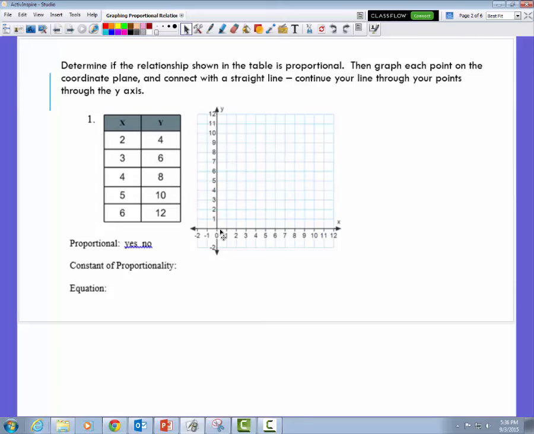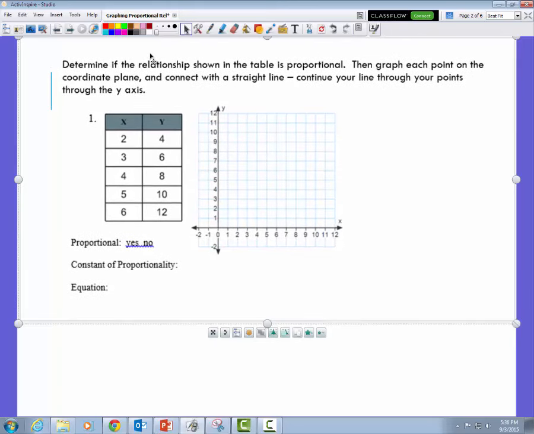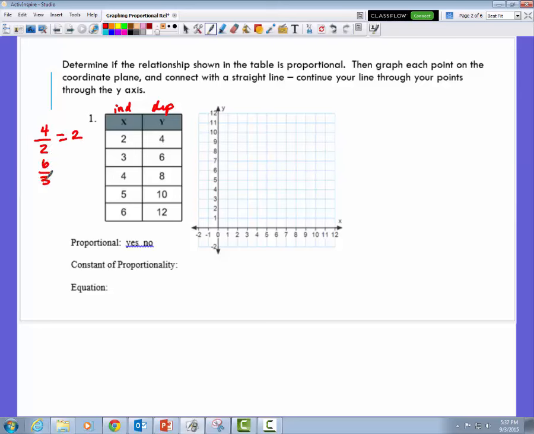Now we've done this in the past. What we need to do is see the ratio from y to x, the dependent variable and the independent variable. x is the independent, and y is the dependent. So we're going to say 4 compared to 2, 2. 6 compared to 3, 2. I'm just comparing these numbers here. 8 compared to 4 is 2, 10 to 5, 12 to 6. Hopefully everybody can see that the relationship remains the same every single time.